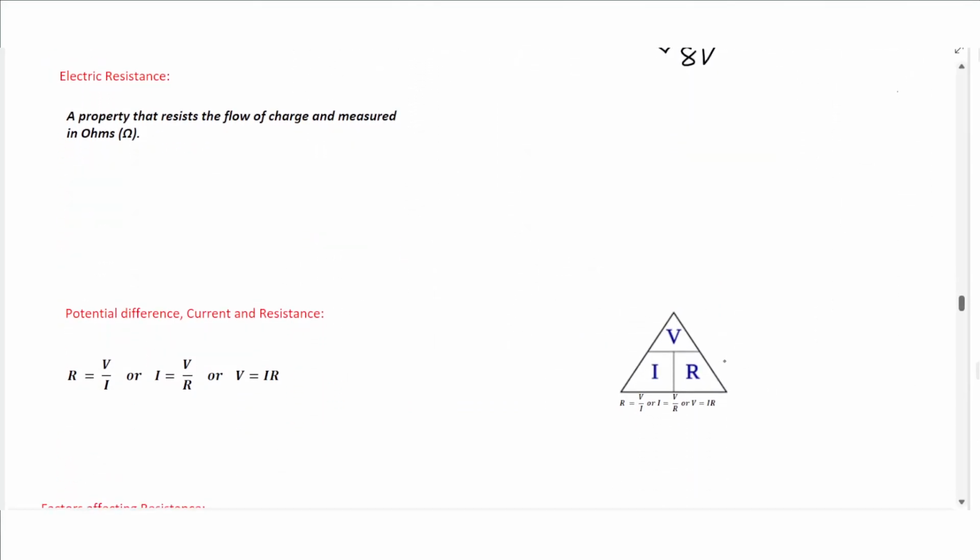Now we go to something called resistance. Resistance is a property that opposes the flow of charge or opposes the flow of current, and the unit is ohms. Resistance is calculated as voltage divided by current. You can rearrange this equation to calculate current equal voltage over resistance, or voltage is equal to current multiplied by resistance. Whereas voltage is in volts, resistance is in ohms, and current is in amperes.